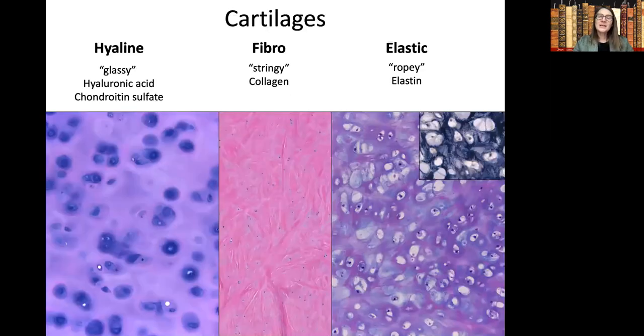Remember that there are three main histologic types of cartilage in the body. Those are hyaline, fibro, and elastic. Why do I mention this? Because it will be important for some of our microanatomy of the larynx.